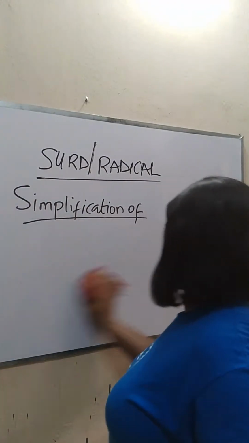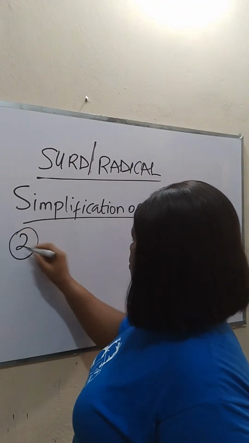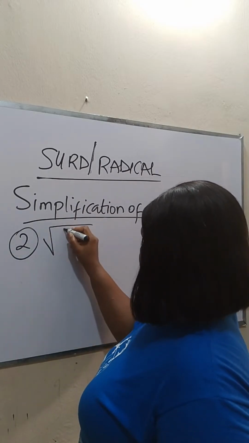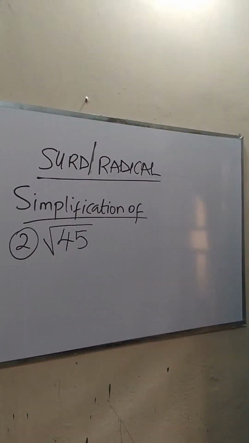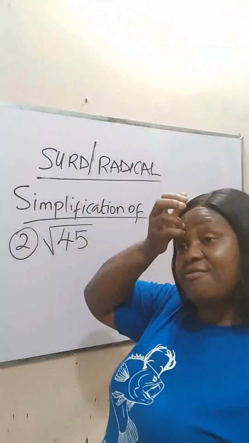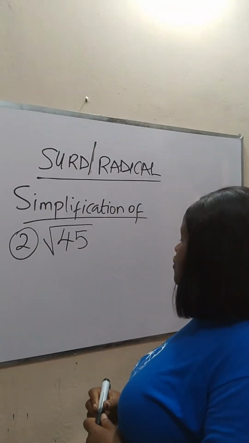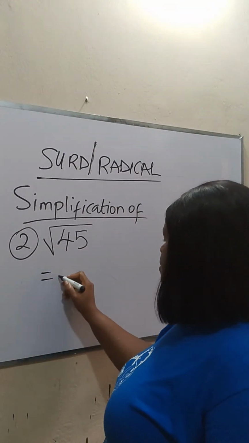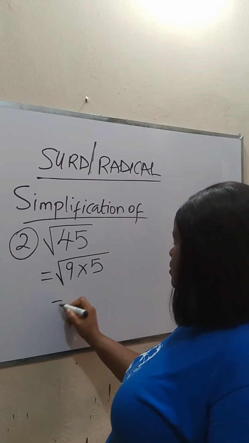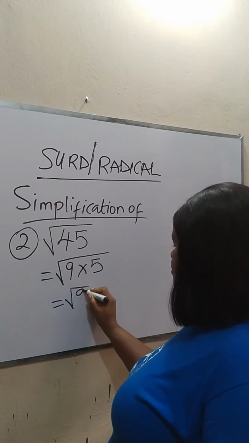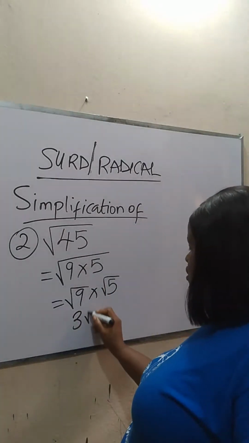So we're going to solve example 2. Example 2 says solve the square root of 45. All right. So that is easy. Now we know 45 divided by 5 will give us 9. So that is square root of 9 times 5. And from the law of radicals, this is root 9 times root 5. Square root of 9 we know is 3, and that is 3 root 5.